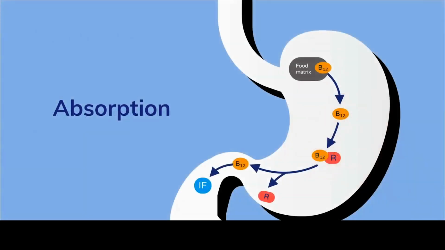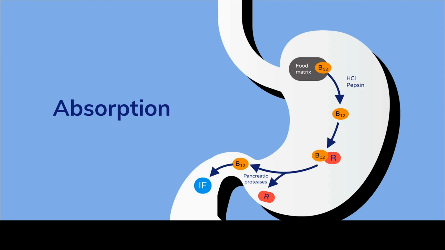So in the stomach, B12 is released from the food matrix. When we consume animal products, which are the only natural source of this vitamin, the B12 is bound to proteins. So that complex requires breakdown by stomach acid and pepsin. And then it's able to bind to transcobalamin 1, which is also called the R protein. And then that carries it into the duodenum, where it's released by pancreatic enzymes.